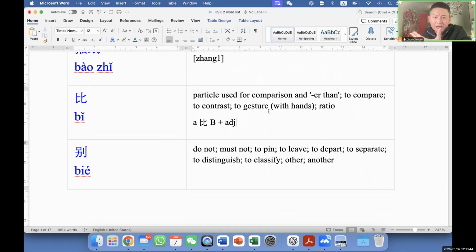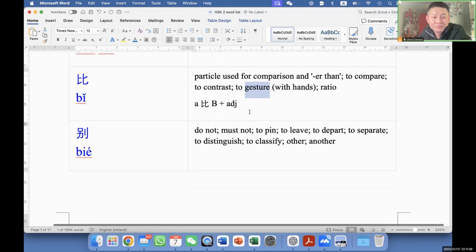A comparison, a compare. But why is that connected with the meaning of to gesture, which is not HSK meaning, of course. HSK character, but not HSK meaning. But still, gesture. Compare, I don't know. I can feel it, but I can't explain it. Compare and a gesture, there's a connection. You think about it then.